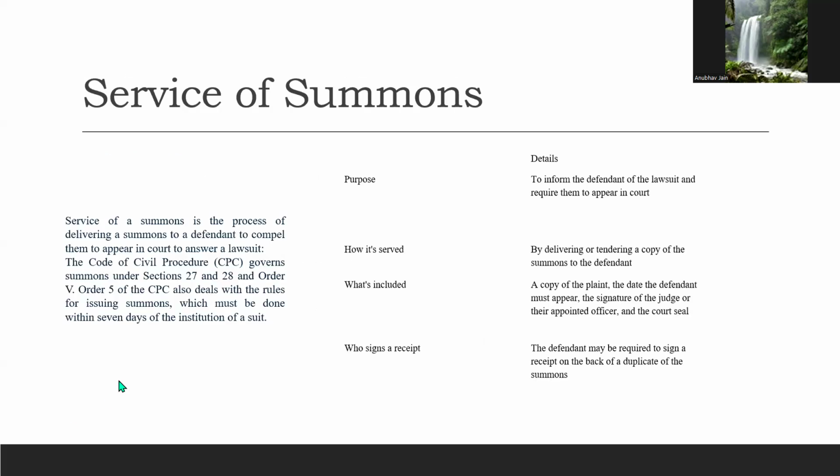Now we need to learn about service of summons. Service of summons is the process of delivering a summons to the defendant to compel them to appear in court to answer the lawsuit. Here, answering the lawsuit is very important.